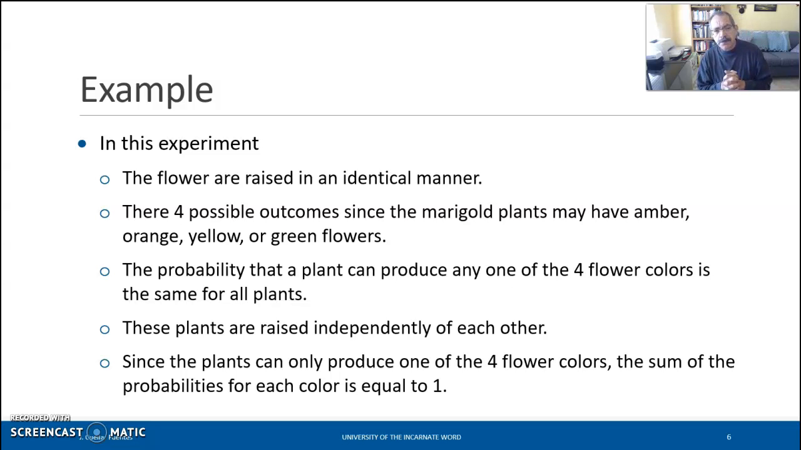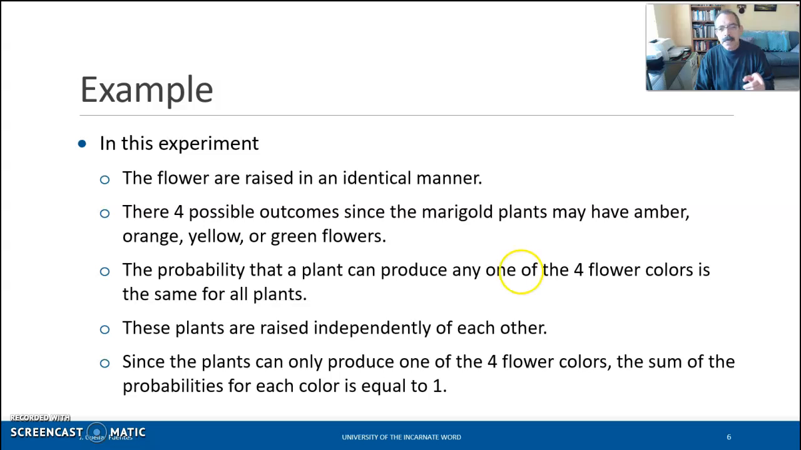So in this experiment, you can see that the plants are raised in an identical manner. There are 4 possible outcomes. Since the marigold plants may have amber, orange, yellow, or green flowers, the probability that a plant can produce any one of those 4 flower colors is the same for all plants. These plants are raised independently of each other. And since these plants can only produce these 4 colors, the sum of the probabilities for each of the colors must be equal to 1.